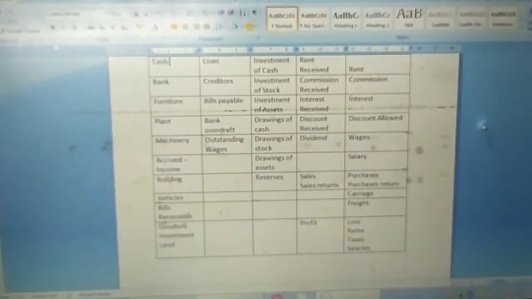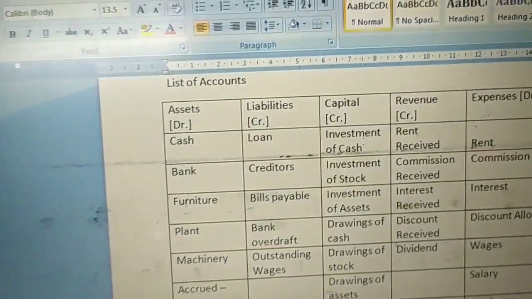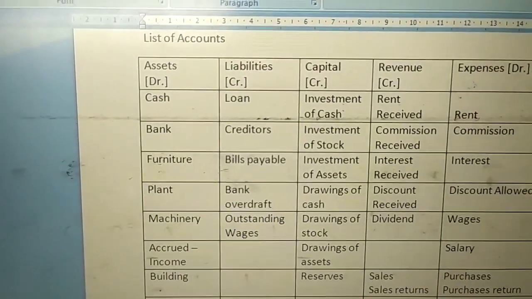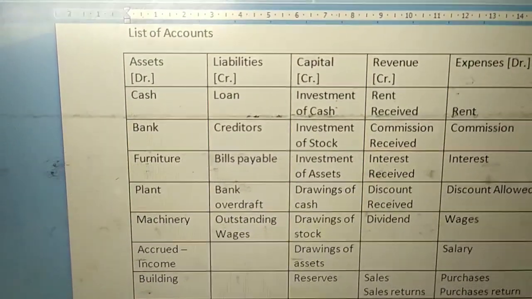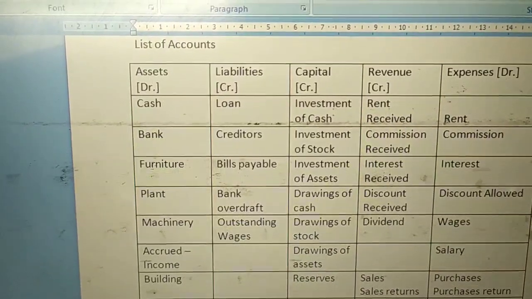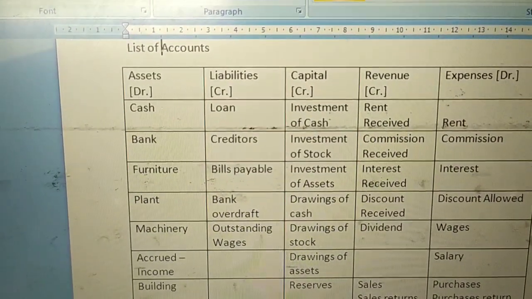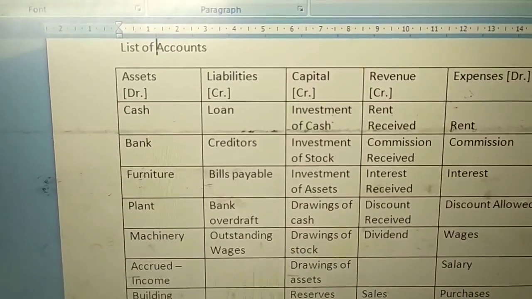Then we have the capital part. See, capital, investment in cash, investment of stock is capital, investment of asset. That means whatever the owner invests, if the owner has invested cash, that is capital. Owner has invested stock, that is capital. Owner has invested assets from his personal sources to the business, that is also capital.